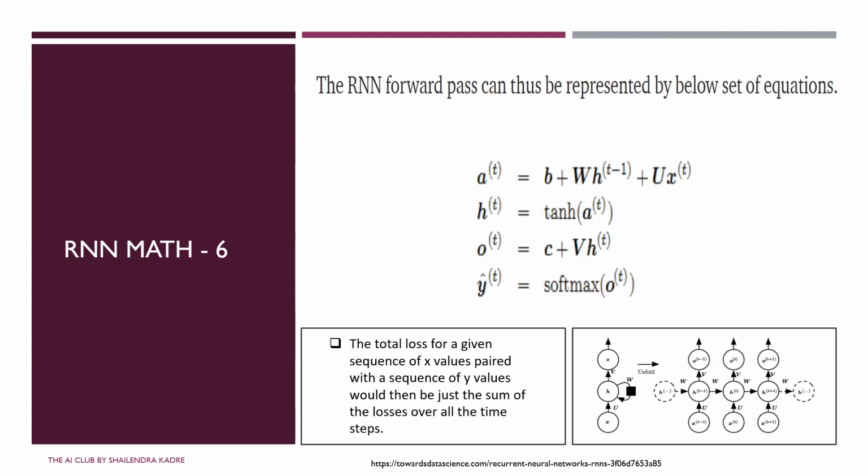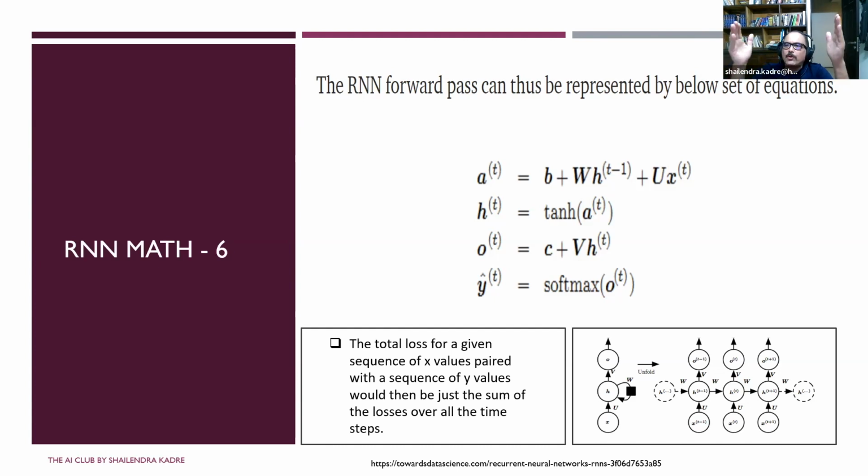Now that we are interested in calculating loss, whatever the loss is, we have to calculate. We take a derivative of the loss and we propagate back across the network, right? So how do we calculate loss here? The total loss of a given sequence of X values paired with a sequence of Y values would be the sum of losses over all the time steps. So these are time steps, like HT minus 1, HT plus 1.